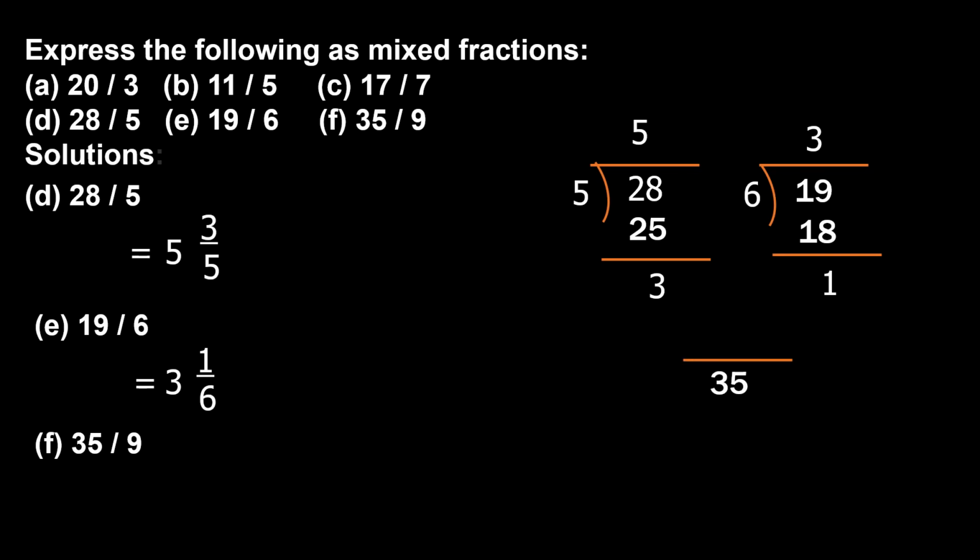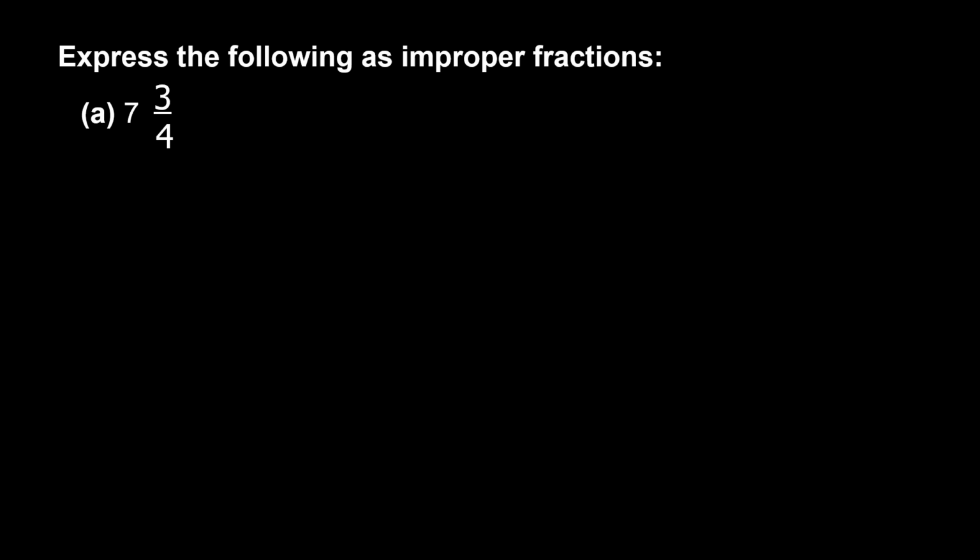Last one, 35 divided by 9. So you write 3 9s are 27. You subtract, you will get 8. So how will you write this? 3 8 by 9. Express the following as improper fractions.